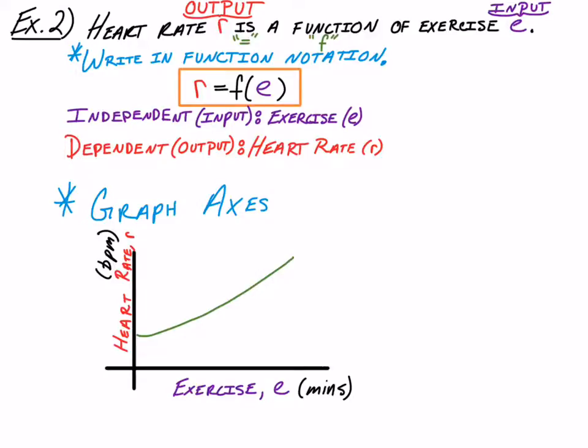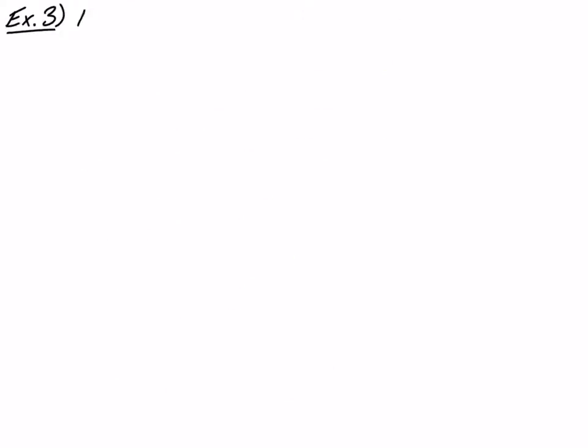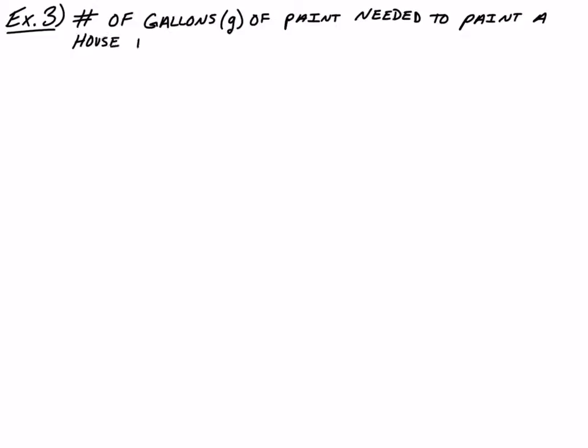All right, example 3. We only have 4 examples in these notes. Here's example 3. The number of gallons of paint, that's going to be G. The number of gallons of paint, G, needed to paint a house depends on, you could probably guess, the size of the house, and that's going to be S, the size of the house. So the number of gallons, G, of paint needed to paint a house depends on the size of the house.